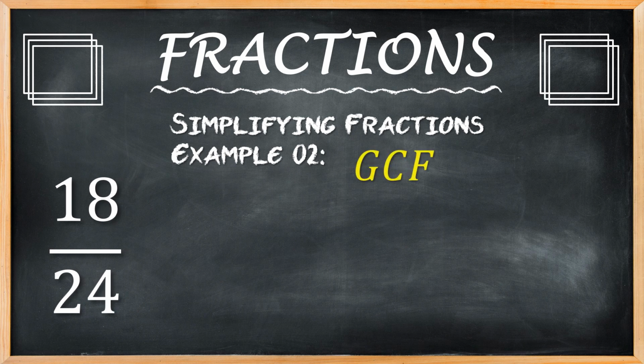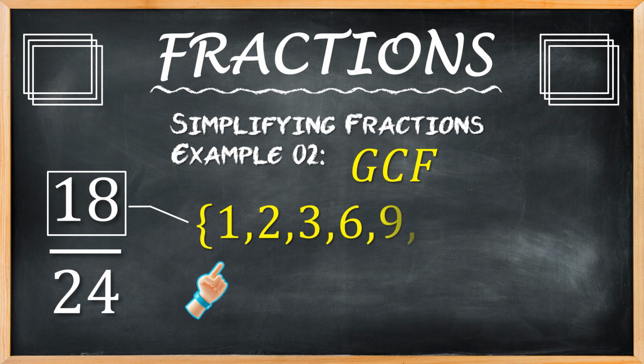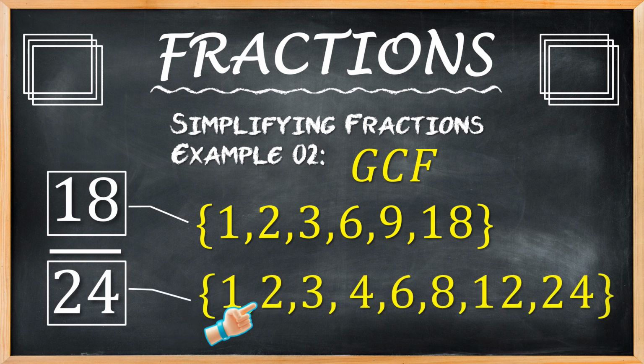The GCF, or greatest common factor, of two numbers is the largest number that divides both of them without leaving a remainder. The factors of 18 are 1, 2, 3, 6, 9, and 18. The factors of 24 are 1, 2, 3, 4, 6, 8, 12, and 24. The greatest common factor is 6.